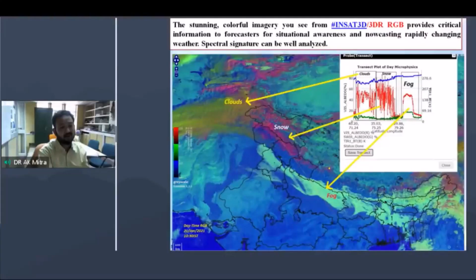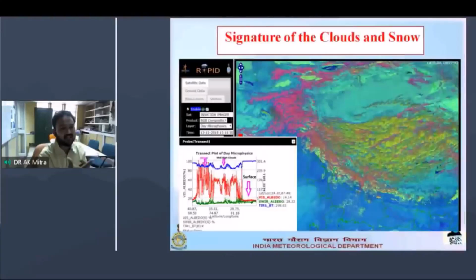Now, if you can see the signature of the cloud and snow, and someone says, I would like to see whether it is a cloud or snow, you can simply click on the transect and you can see which part is covering the snow, where the mid-high cloud is, where the surface is. So from the surface, to mid cloud, mid-high-low cloud, to completely snow area, everything can be very well analyzed with the spectral behavior and the help of RGBs.